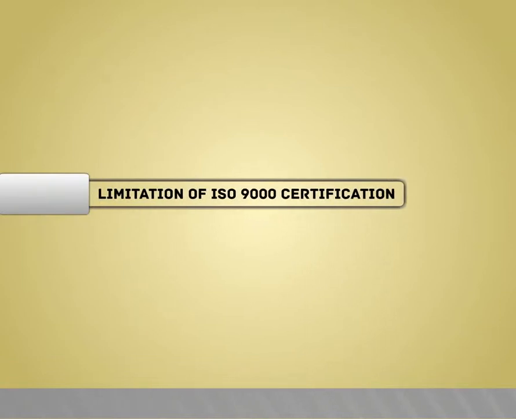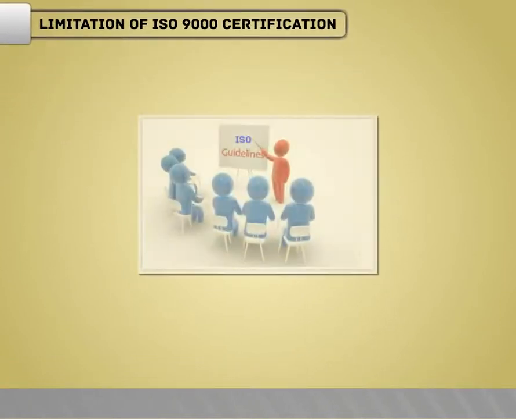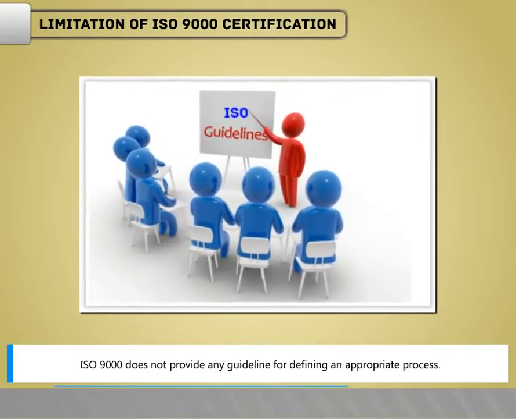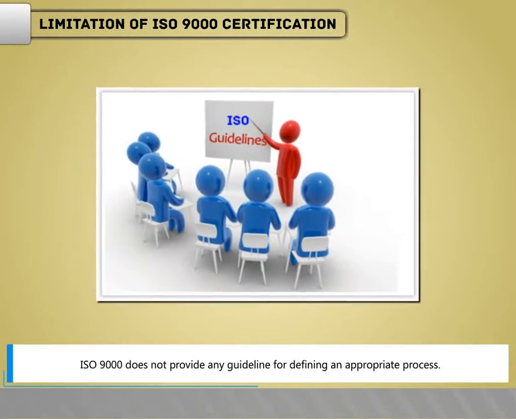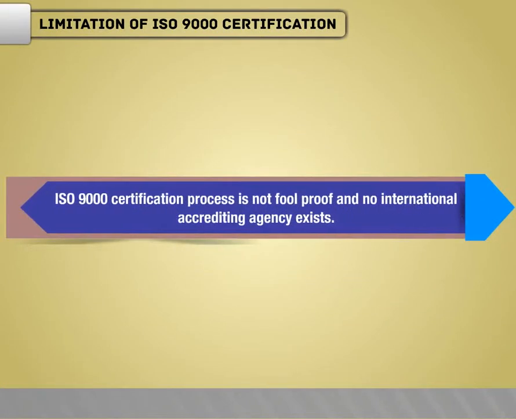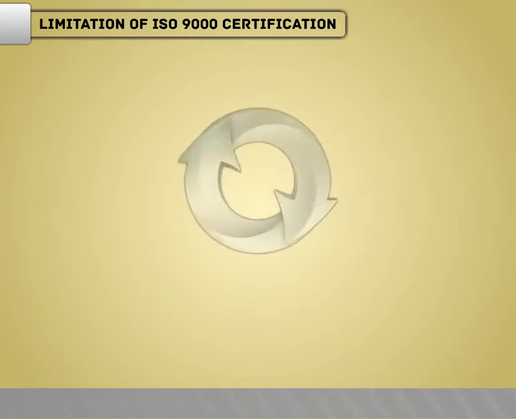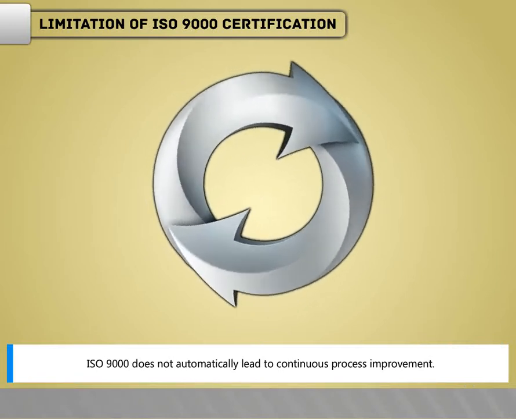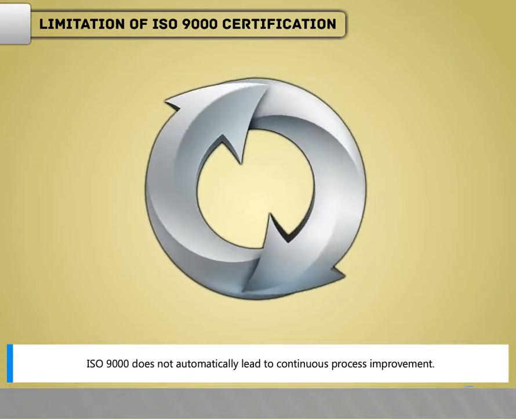Limitations of ISO 9000 certification. ISO 9000 does not provide any guideline for defining an appropriate process. ISO 9000 certification process is not foolproof, as no international accrediting agency exists. ISO 9000 does not automatically lead to continuous process improvement.